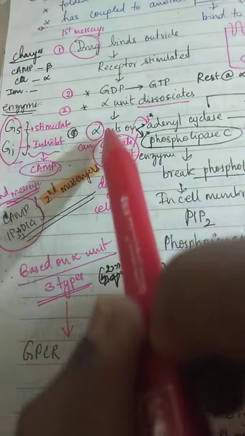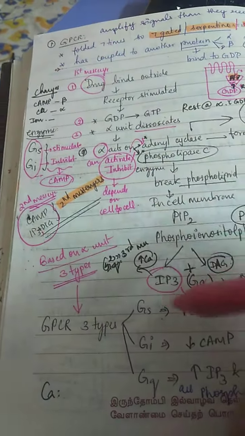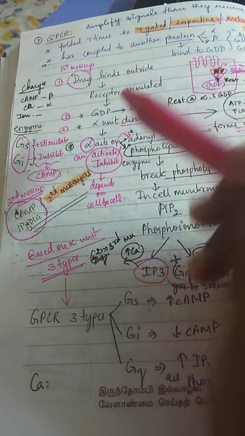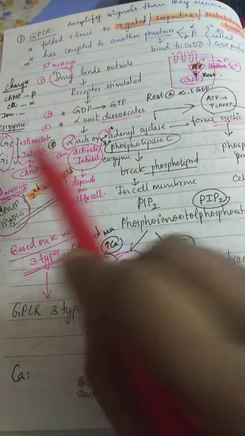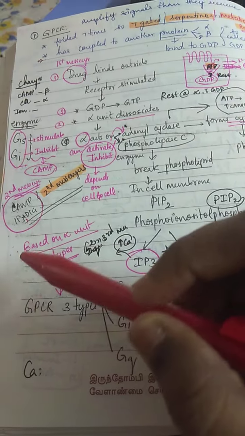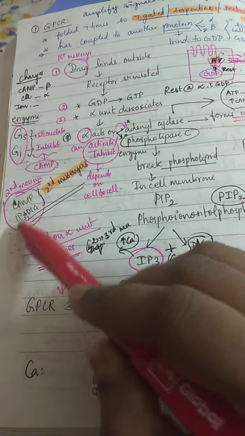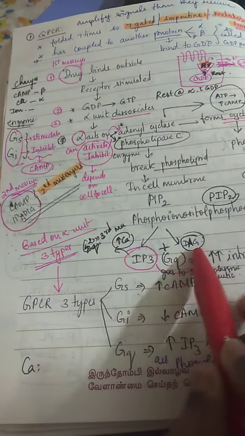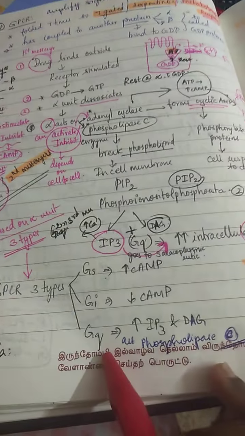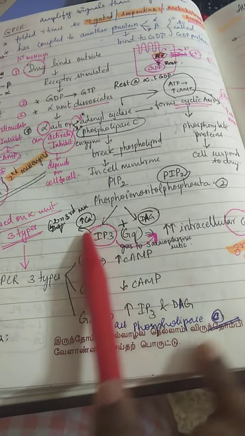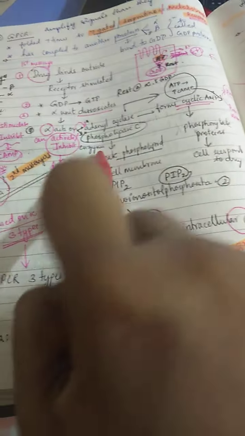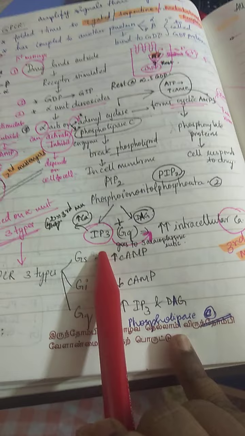See, the G protein coupled receptors are of three types: GS, GI and GQ. GS can stimulate the adenyl cyclase. GI will inhibit the adenyl cyclase, it will inhibit the cAMP. So the second messengers are cAMP and the inositol triphosphate and diacylglycerol. And GQ will directly increase the phospholipase C, thereby increasing inositol triphosphate and diacylglycerol.